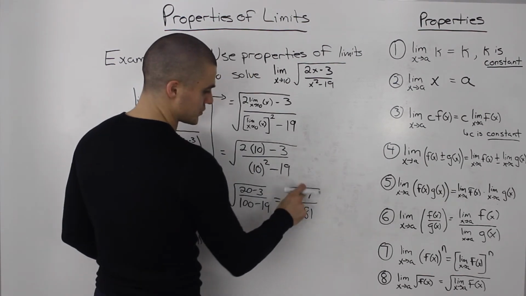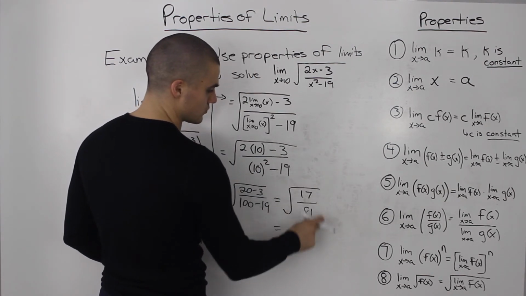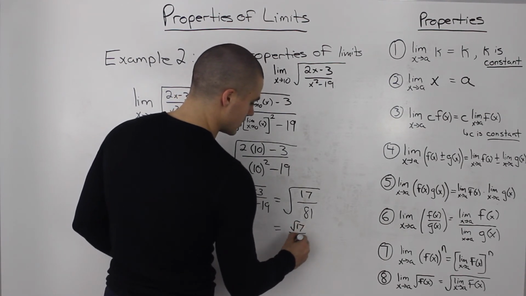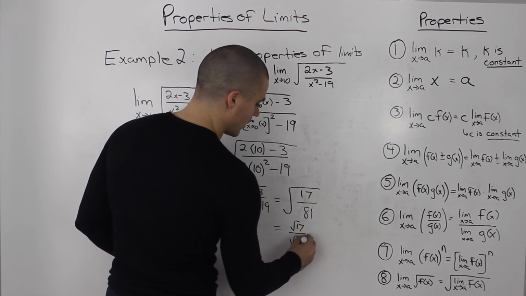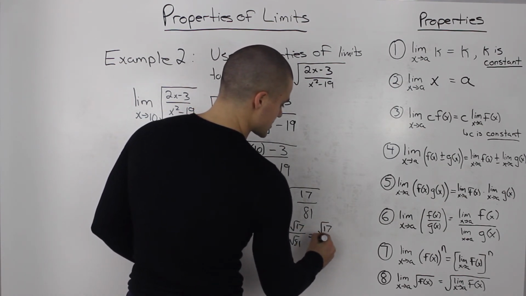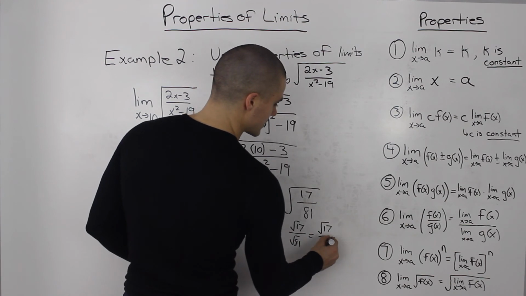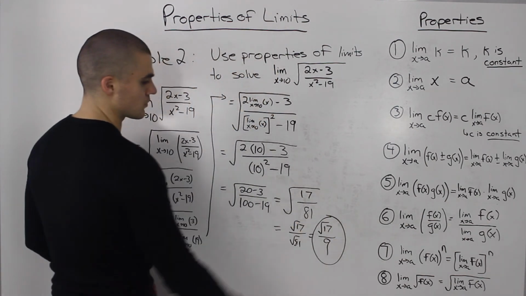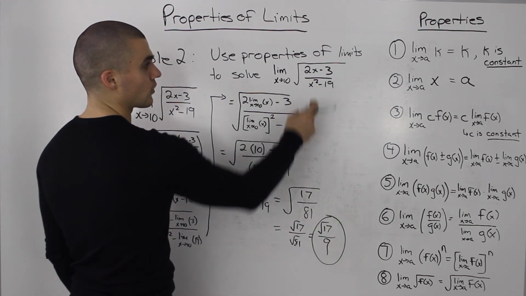And then we would take the square root of each, the numerator and the denominator, so it would be the square root of 17 over the square root of 81. The square root of 17 we cannot simplify, so that just stays like that, and the square root of 81 is 9. So our final answer is the square root of 17 over 9 for this limit.